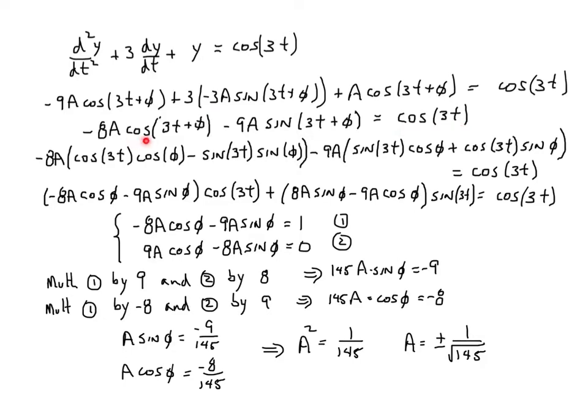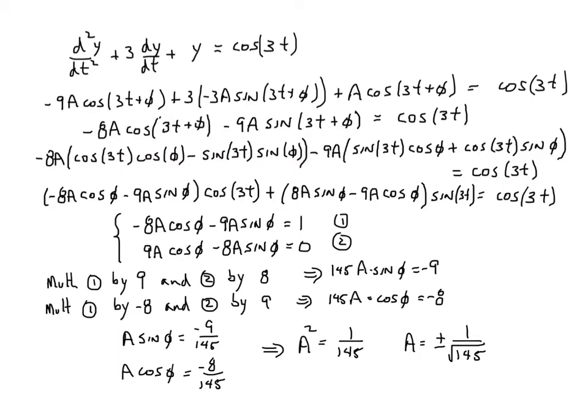I'm going to use the sum of angles formula for cosine and for sine. The cosine of x plus y is the cosine of x times the cosine of y minus the sine of x times the sine of y. So here it's cosine of 3t cosine of phi minus the sine of 3t sine of phi. The sine of a sum of two angles is the sine of the first times the cosine of the second plus the sine of the second times the cosine of the first. So sine of 3t cosine phi plus cosine 3t sine phi. And again, here's the right-hand side.